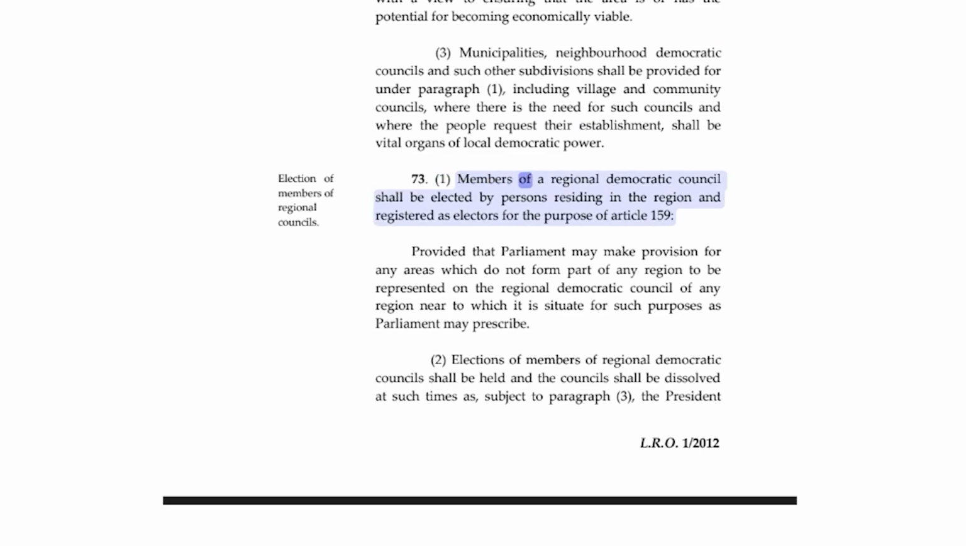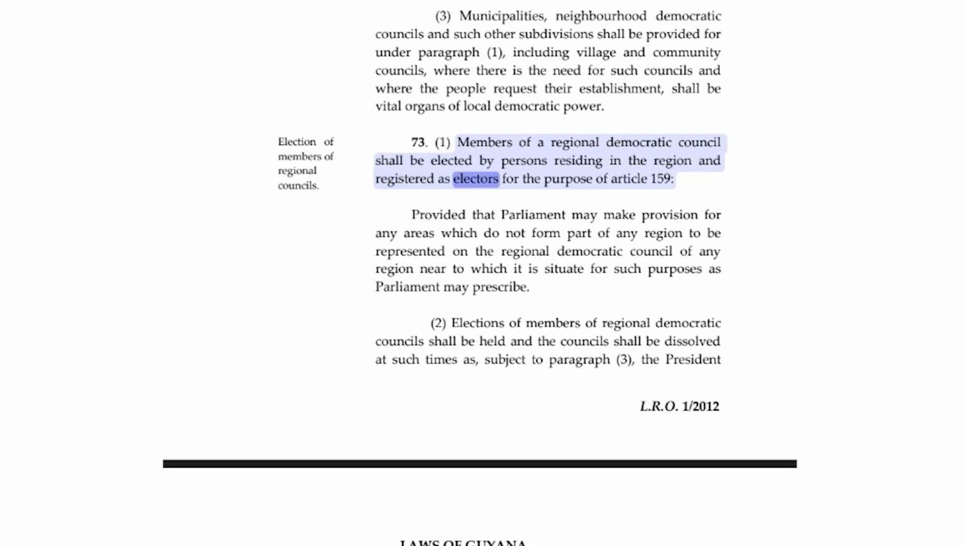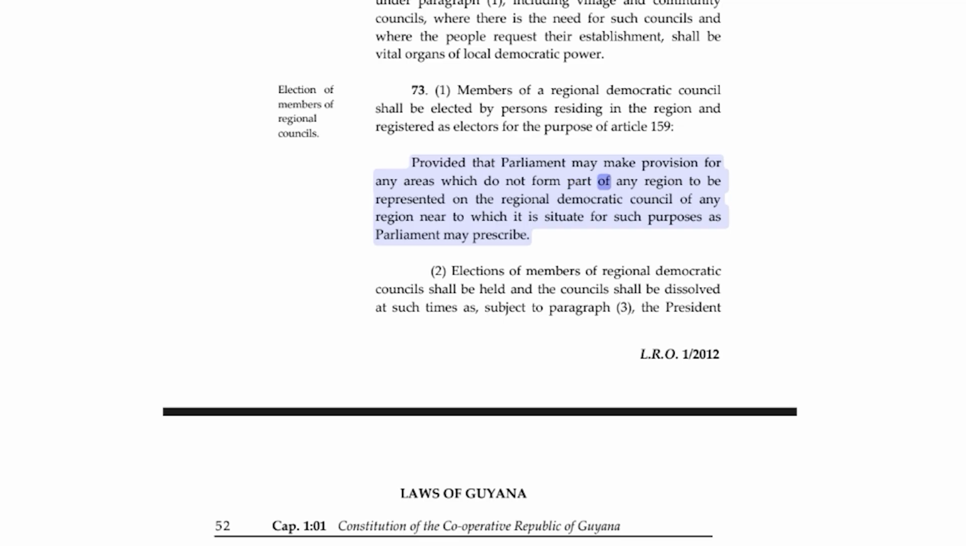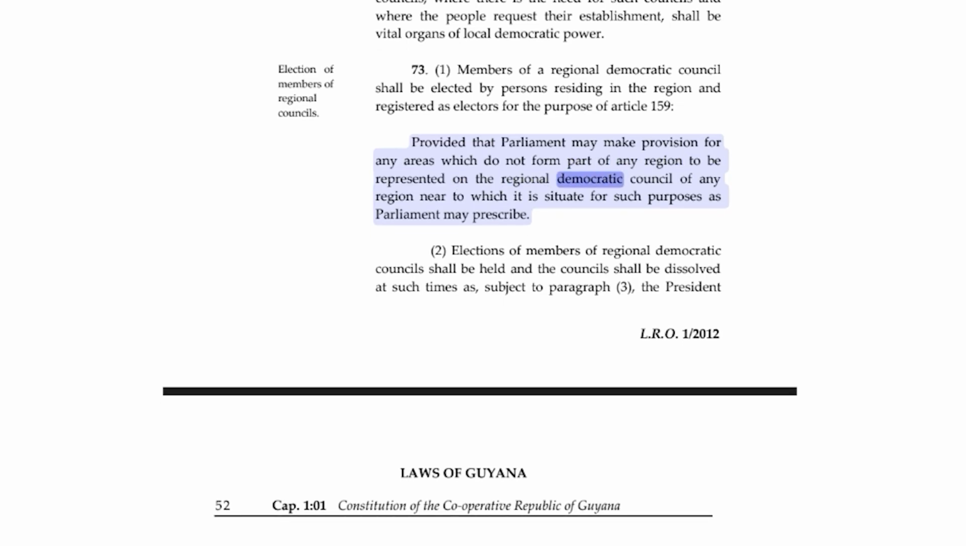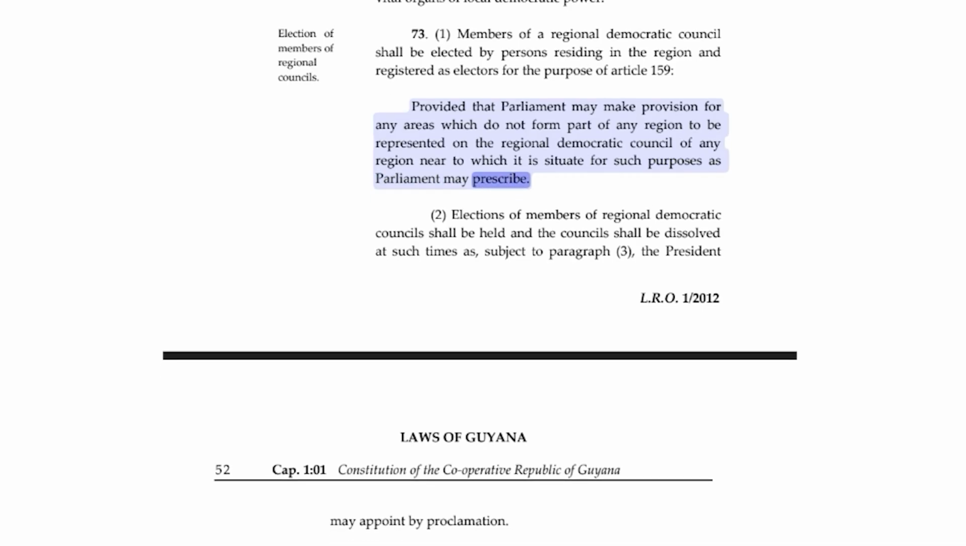1. Members of a regional democratic council shall be elected by persons residing in the region and registered as electors, for the purpose of Article 159, provided that Parliament may make provision for any areas which do not form part of any region to be represented on the regional democratic council of any region near to which it is situate, for such purposes as Parliament may prescribe.